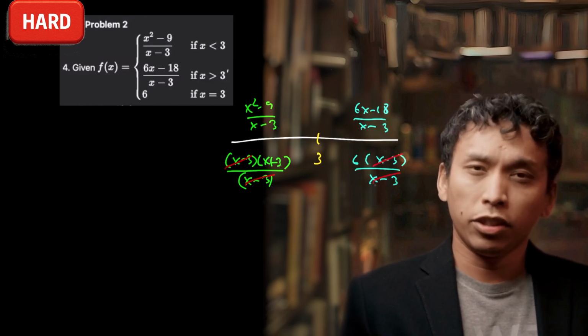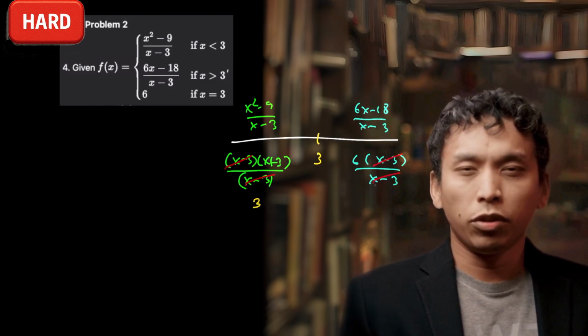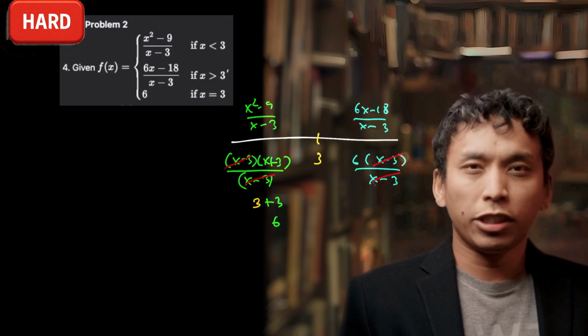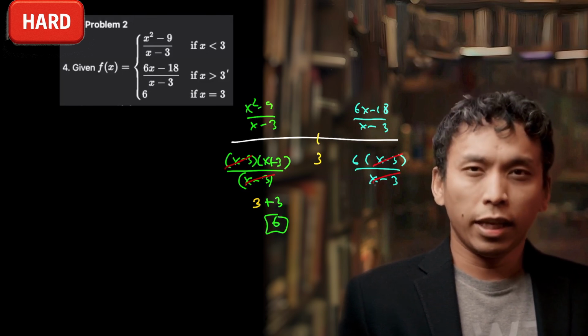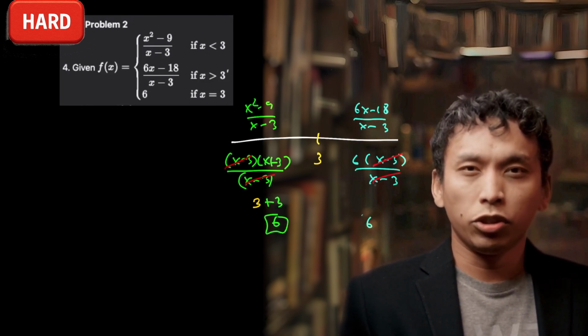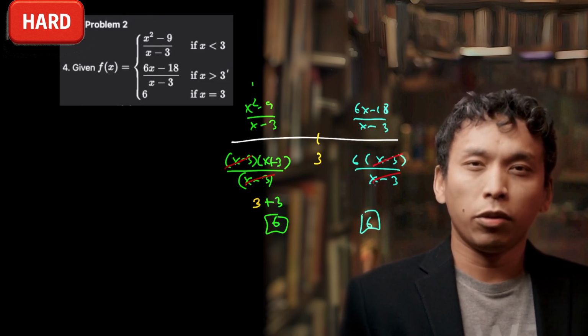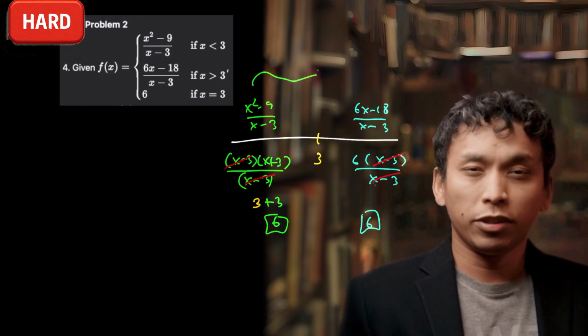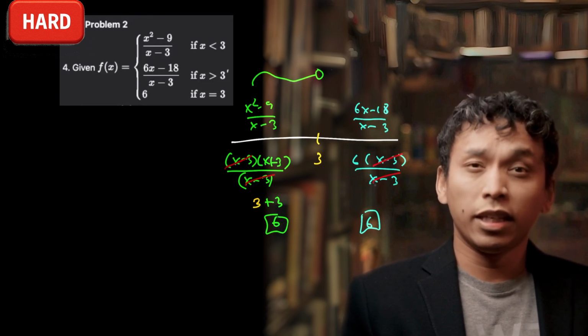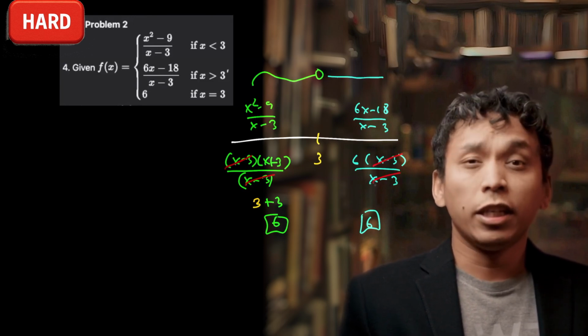On the left-hand side, we still have to plug in a 3 in. So we got 3 plus 3, which just gives us 6. So we see that the left hand function and the right hand function both produce the same thing. So if we visualize it, we're not sure exactly what it looks like, but we know that it approaches a value of 6 here from the left. Same thing on the right hand side, approaches 6 here from the right.